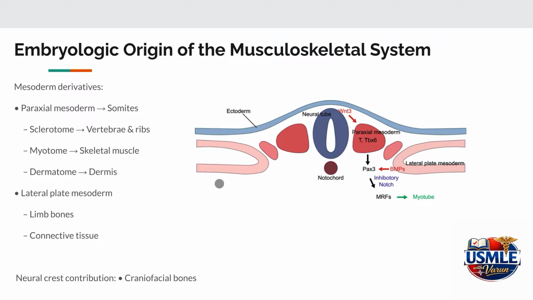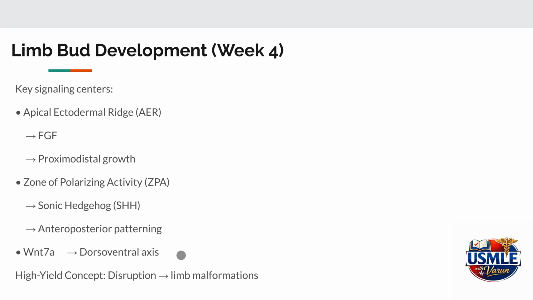Neural crest cells contribute to craniofacial bones. Therefore, when exam questions describe facial skeleton abnormalities, neural crest defects should come to your mind. Limb development begins during the fourth week of embryonic life. There are three important signaling centers.